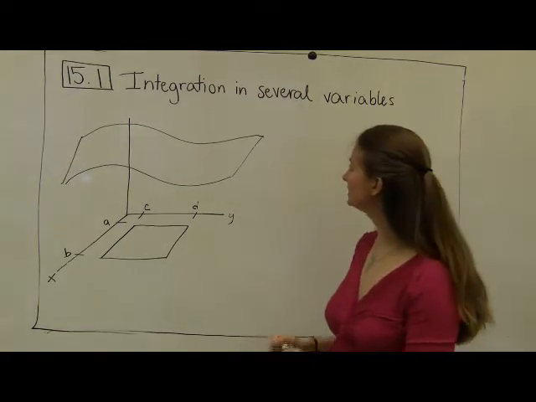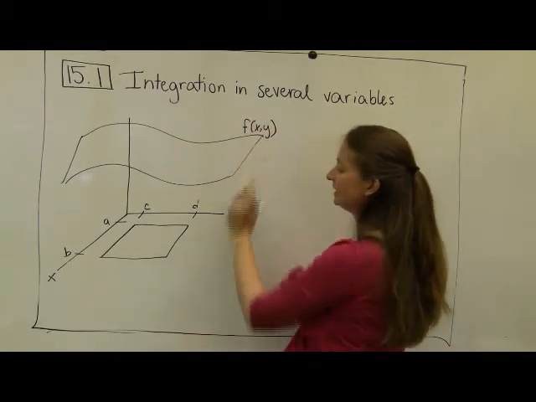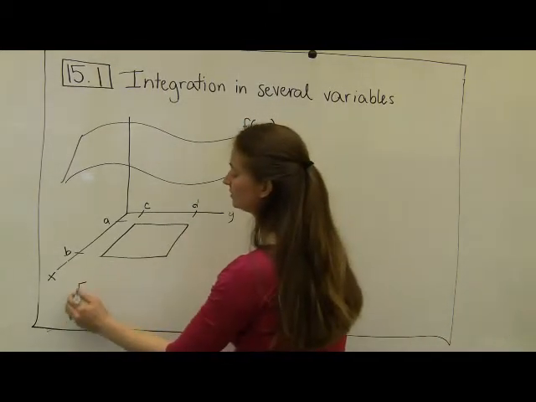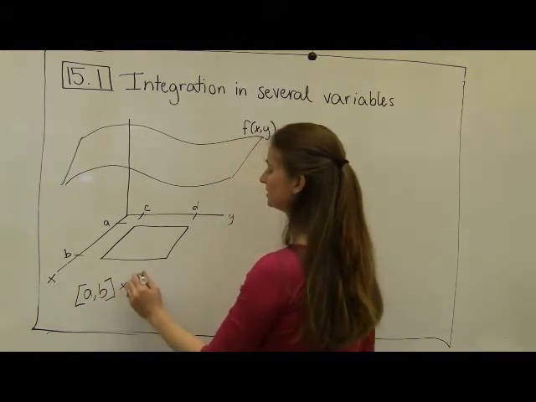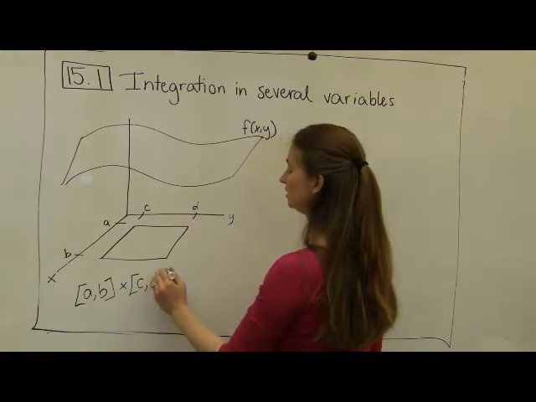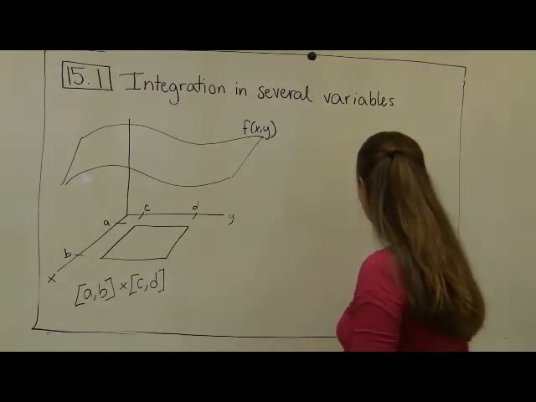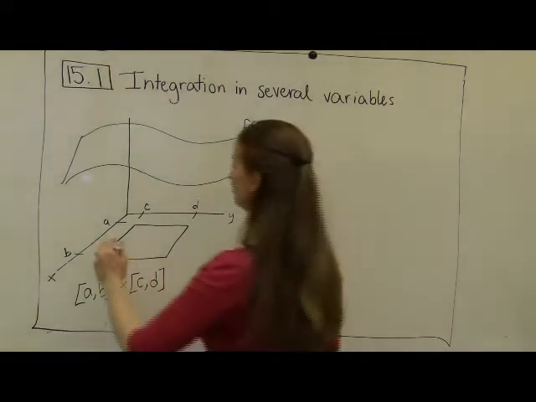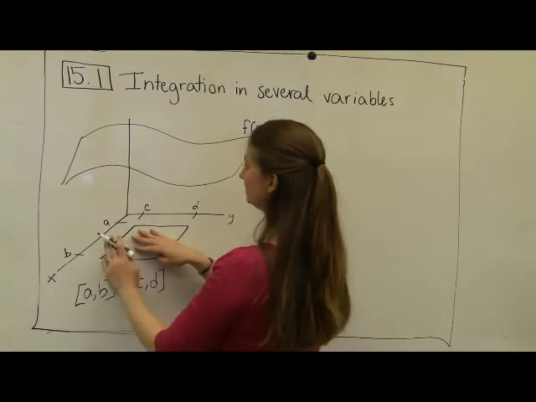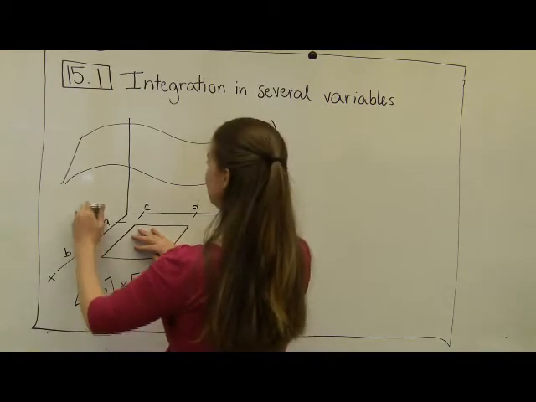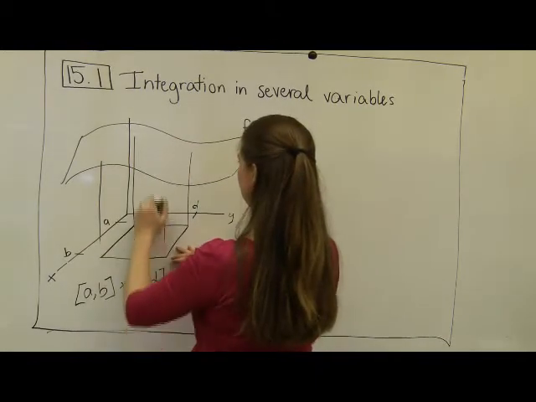So let's think of this sheet up here as my function, f of x y. And here I have my rectangular region. In this case, the rectangular region is given by the interval a b along the x-axis, crossed with the interval c d along the y-axis, as I have this labeled. And again, for our double integration, we're going to be thinking about finding the volume of this region that has this rectangular base and a height that is given by the curvy top of this function.